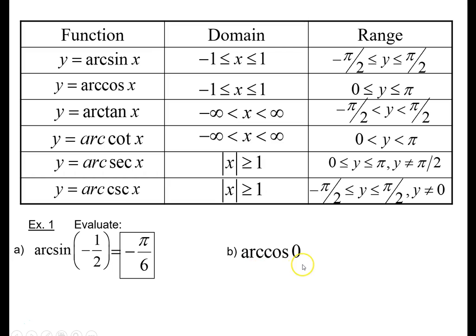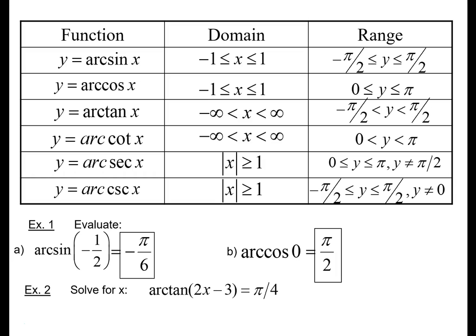Let's do arc cosine of 0. So what that means is between 0 and pi, at what angle does cosine equal 0? So think about your unit circle between 0 and pi. Where does cosine equal 0? Cosine equals 0 in two locations, but the one we're interested in is in this interval 0 to pi. So from the first to the second quadrant, that would be at pi/2.